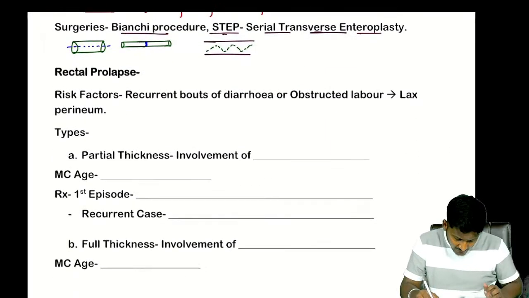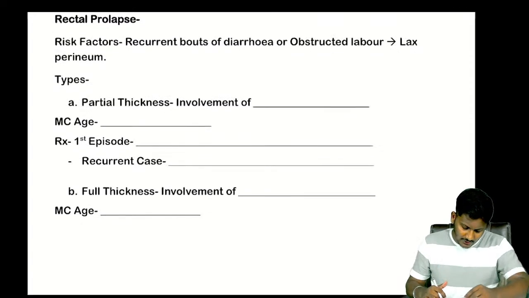Clear? The next condition we have to talk about, beta, is nothing else but rectal prolapse.